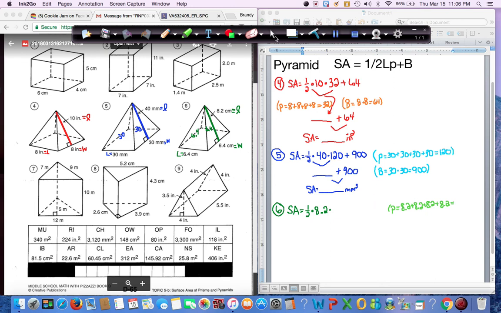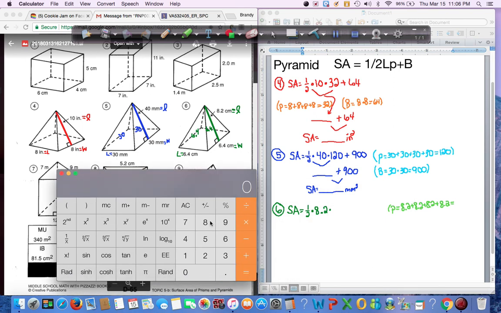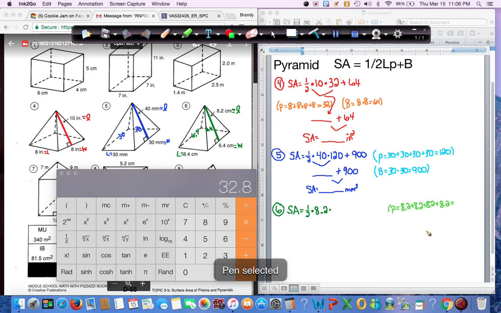Alright, so let me get my cursor, and I'm going to pull up my calculator and figure out what all these numbers are added together. I said 8.2 plus 8.2 plus 8.2 plus one more 8.2 equals 32.8. Come up here, get my yellow green, and we're going to put 32.8. That is my perimeter, going all the way around the square.